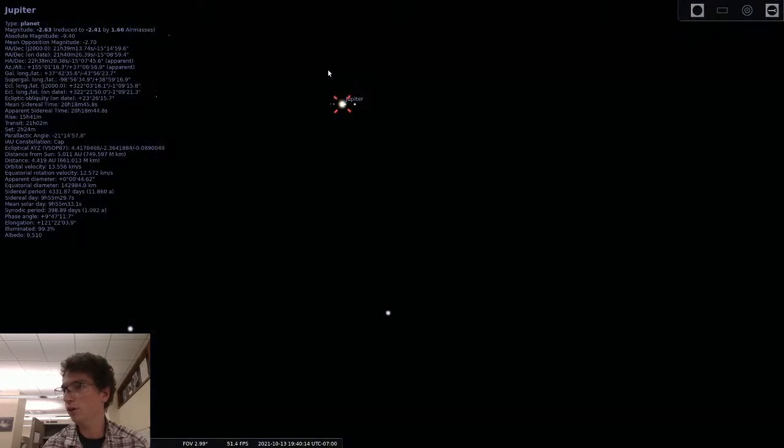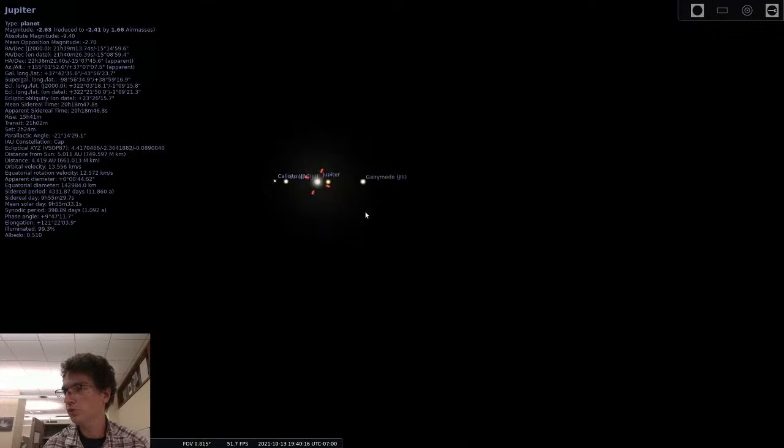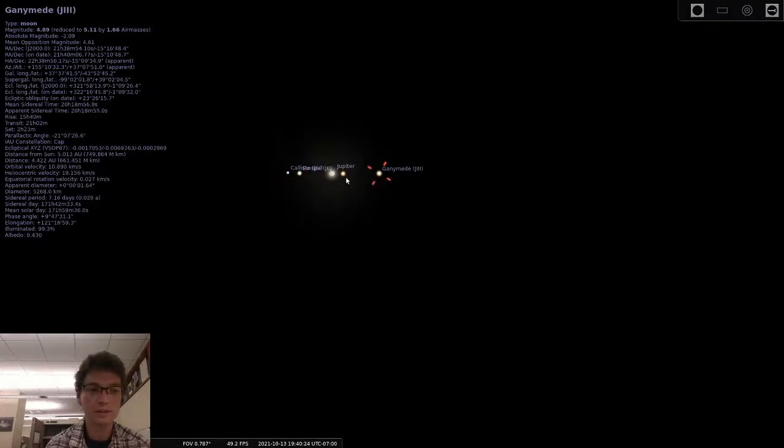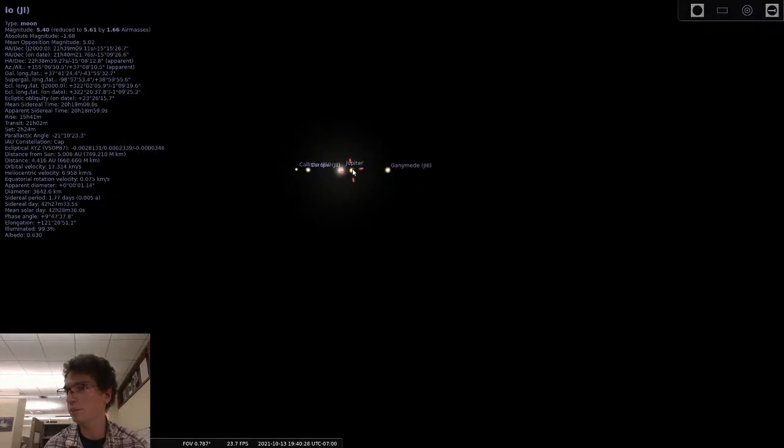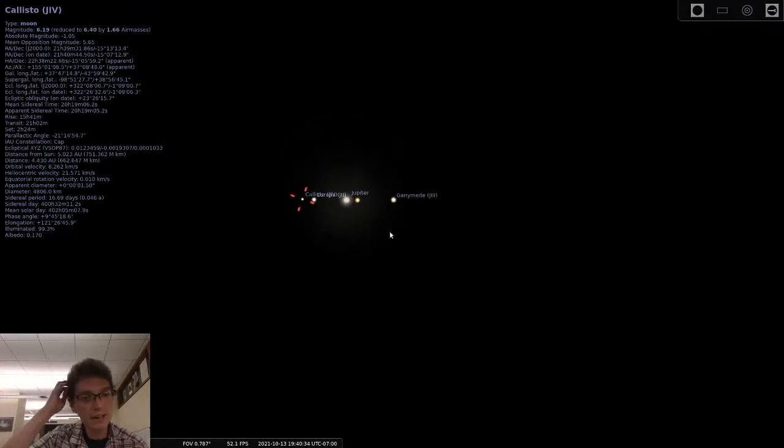But if you zoom in on Jupiter, you will see 4 dots. Tonight it's 2 to either side. And these are the Galilean moons, named for Galileo, who was the first person to see these. So these are Ganymede, Io, Europa, and Callisto. And what's cool is that if you come back tomorrow, these moons will all be in a slightly different spot.